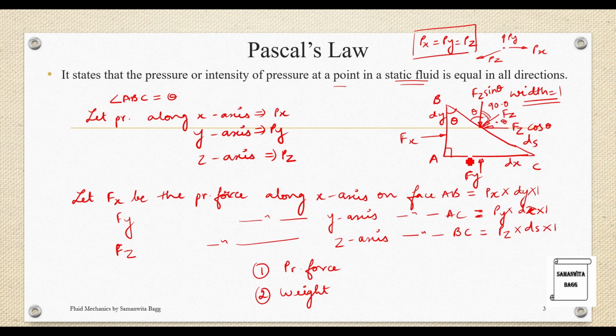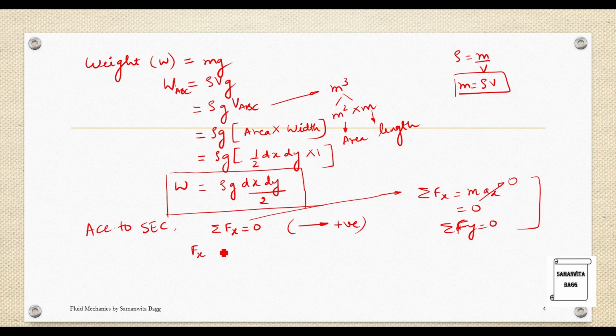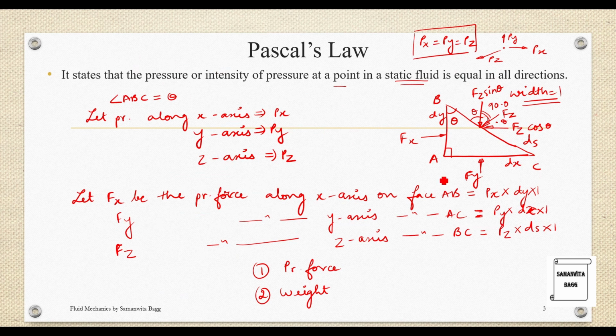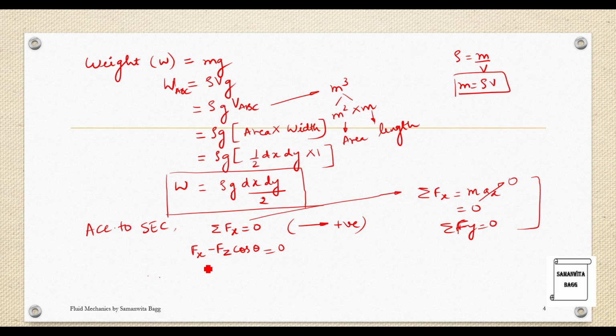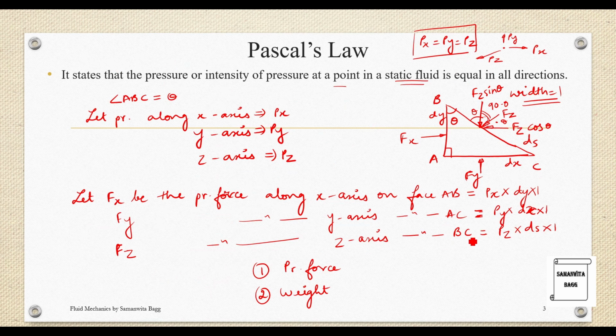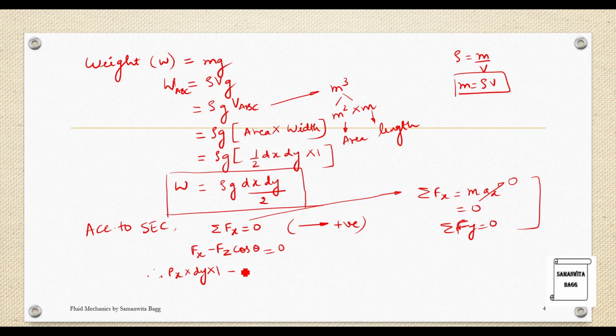The other force which goes towards the left, you can see here, Fz cos theta. It is going towards left, so I'll say it is minus Fz cos theta is equal to 0. Let's substitute. We have written Fx as px into dy into 1. So let's substitute: px into dy into 1 minus Fz, which itself is pz into ds into 1, pz into ds into 1, is equal to 0. Now this ds is something which we need to find out.